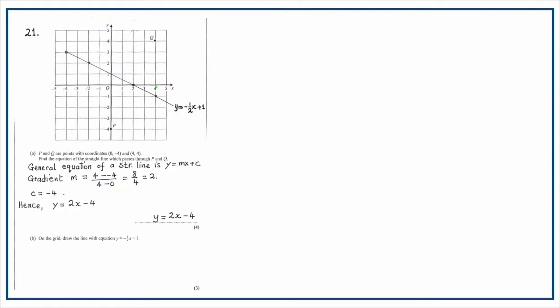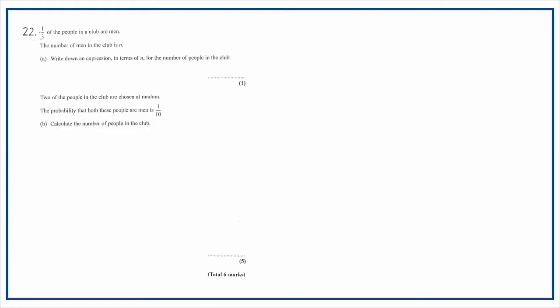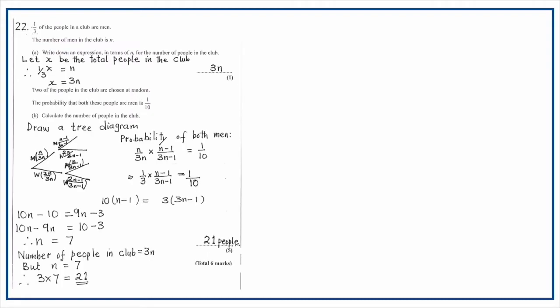Question 22. 1/3 of the people in a club are men. The number of men in the club is n. A, write down an expression in terms of n for the number of people in the club. Well, let x be the total people in the club, because we don't know. Therefore, 1/3 x equals n, cross multiply. So x equals 3n. So the number of people in the club in terms of n is 3n.